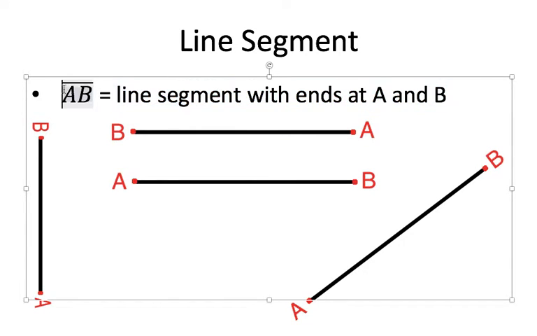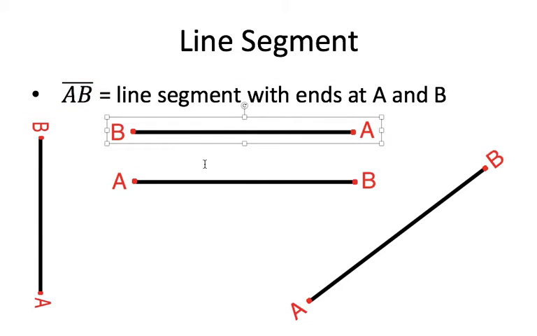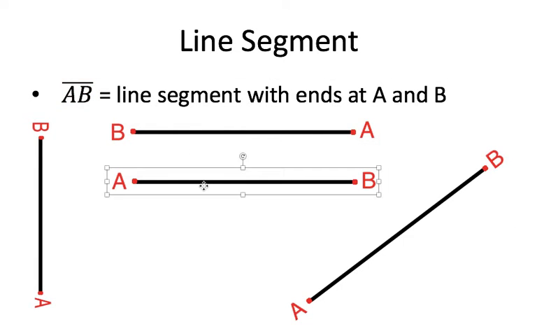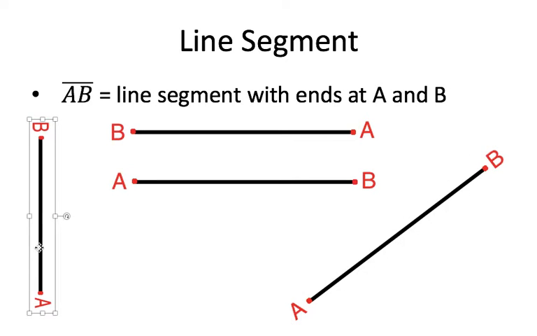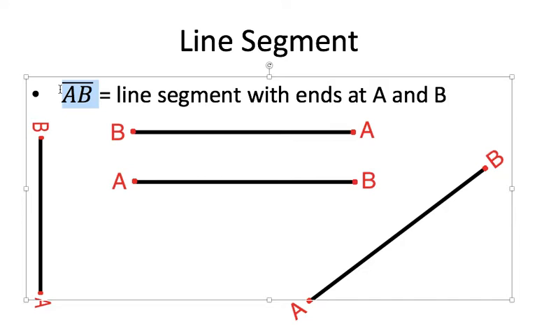And line segment AB, you don't have to start with the leftmost letter. So this right here is line segment AB. This is also line segment AB. Or this one you can call line segment AB, or this one. As long as you have the two letters that are at the end of that piece of a line, you'd write it like this, line segment AB.